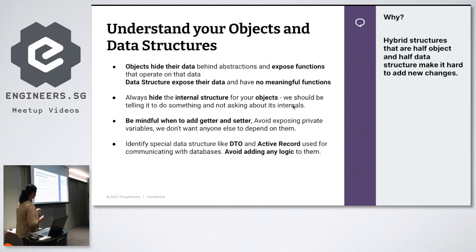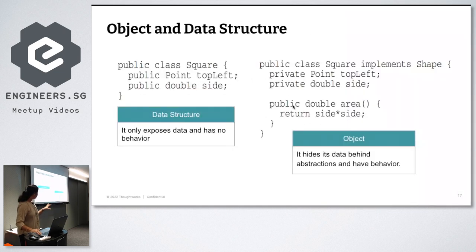And there are some data structures like data transfer objects and active records, and the sole purpose for them is to communicate with the databases to pick up the raw data, transform it and expose it to the code for being used in other classes. So we should avoid adding any logic to our DTOs and active records, to have a more proper understanding.